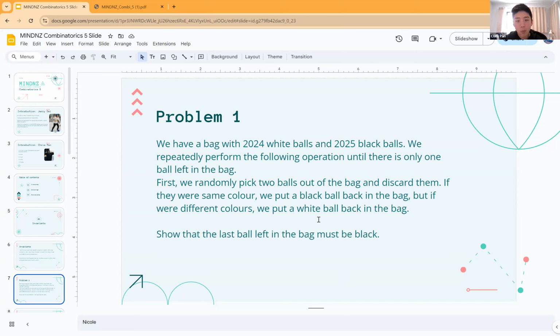So maybe you can play the game with smaller numbers of balls, but track whether there's an odd or even number of white or black balls and see if you can notice something.